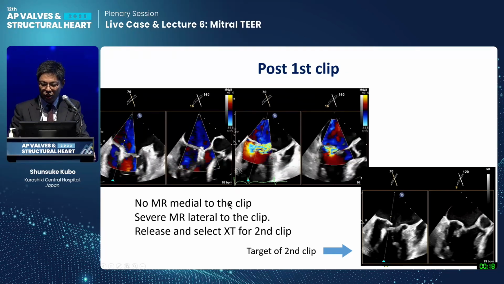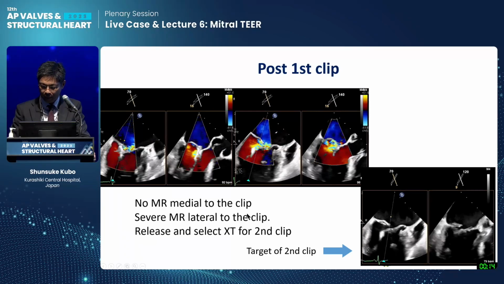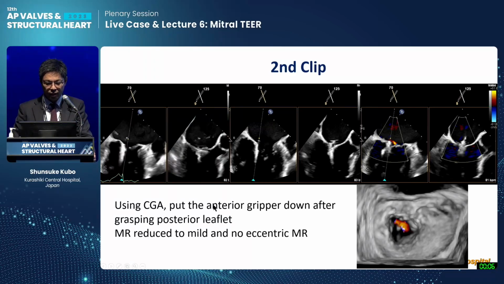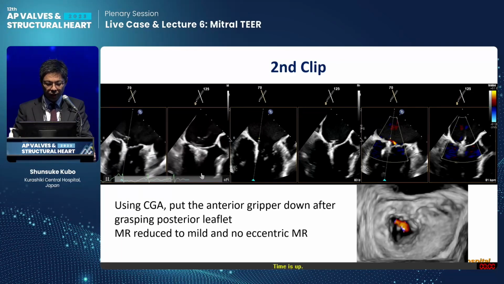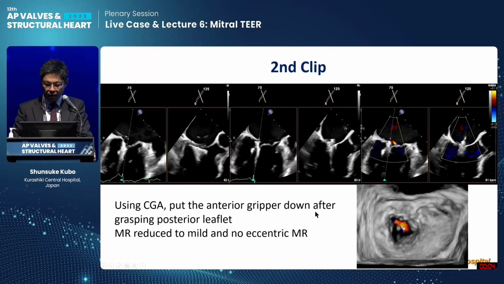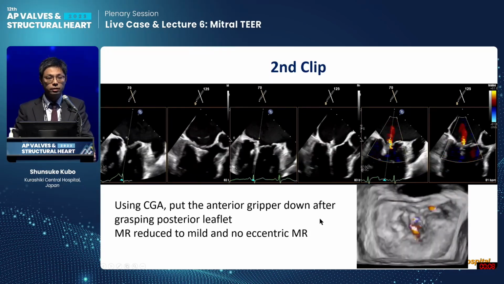So we release the grip, and we select the XT for the second grip. So also, we use the control grip actuation system to secure the leaflet insertion in the second grip. We put the posterior gripper first, and then anterior gripper down. So after closing the grip, MR only mild, and with no eccentric MR.